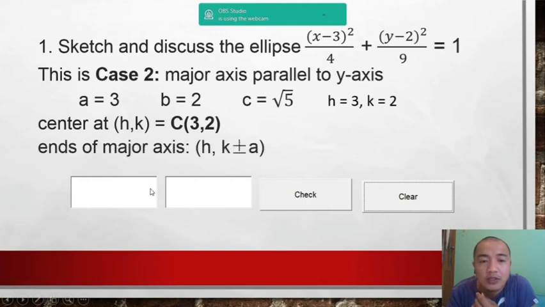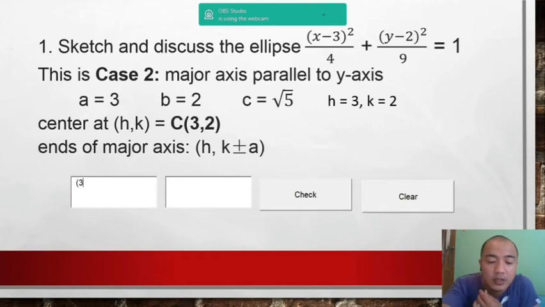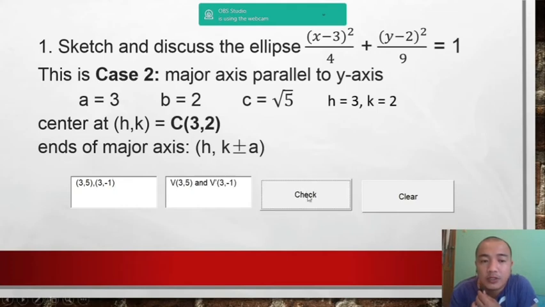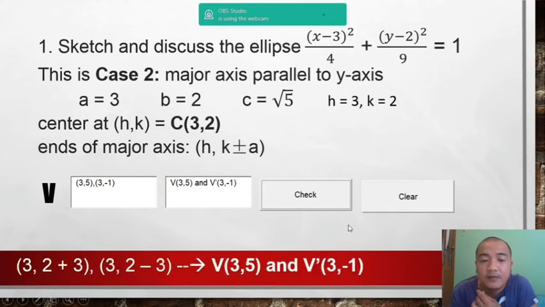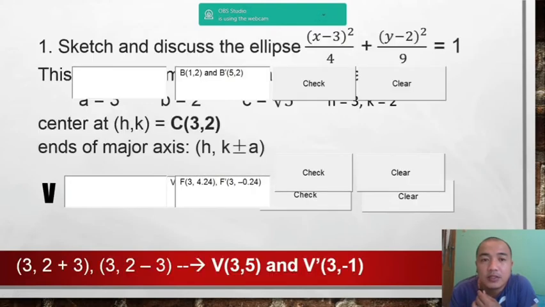Ends of the major axis: (h, k plus and minus a). So, what is h? Let's try to answer. 3 is h. k plus a, meaning 2 plus 3, is 5. And then 3, k minus a: 2 minus 3 is negative 1. So, these are the ends of the major axis. Let's check: (3, 5), (3, negative 1), right? Let's proceed to the next.